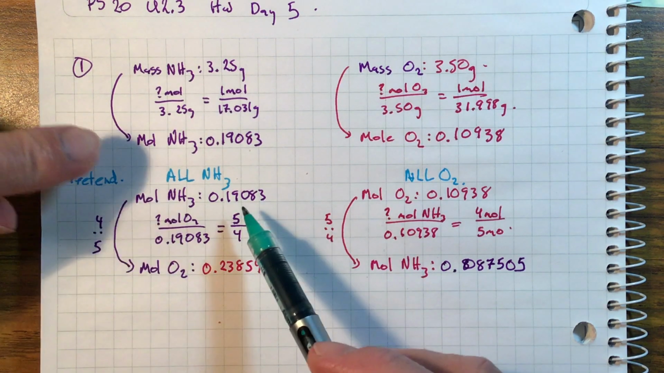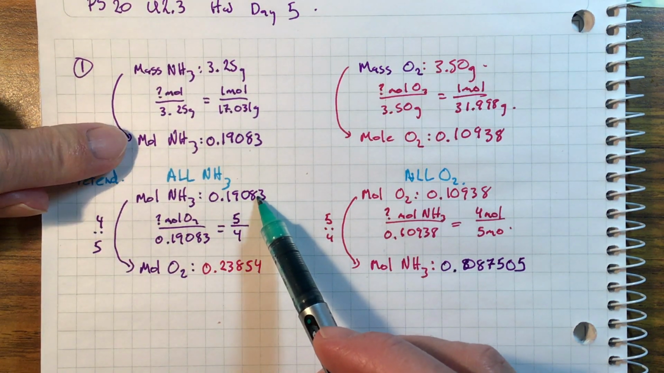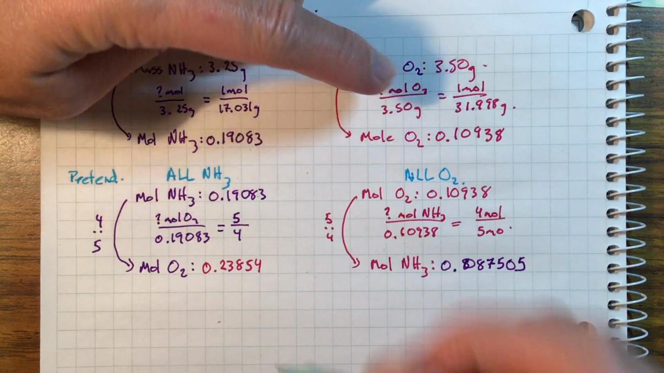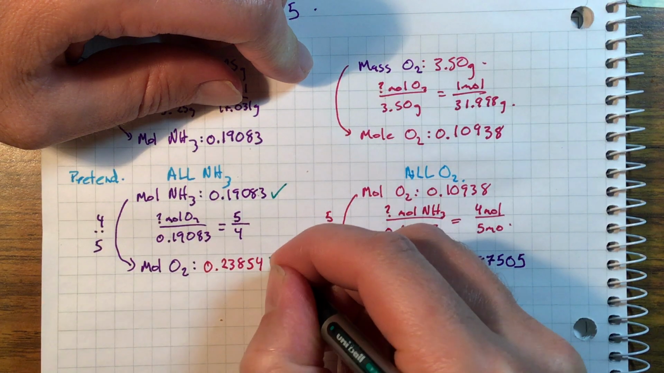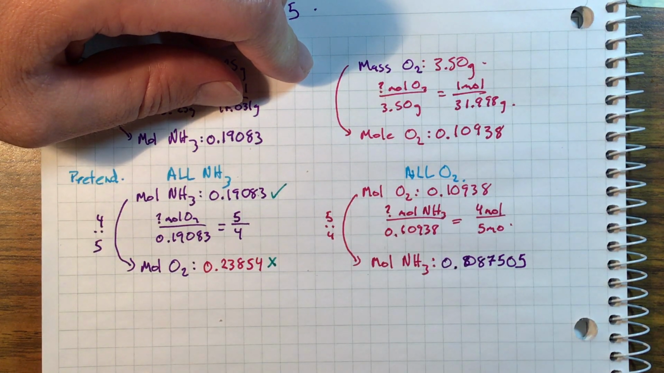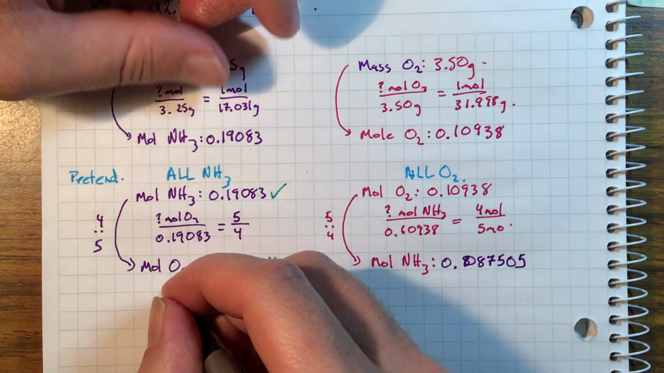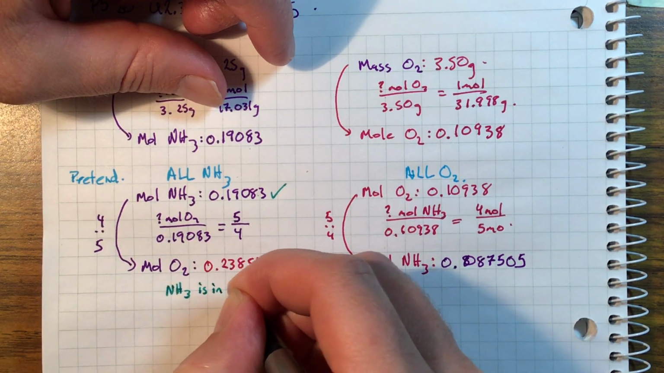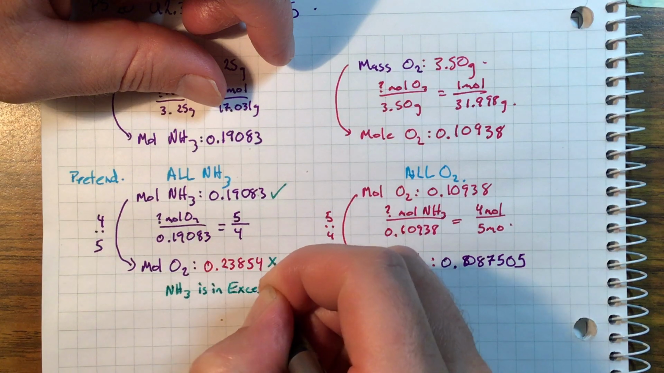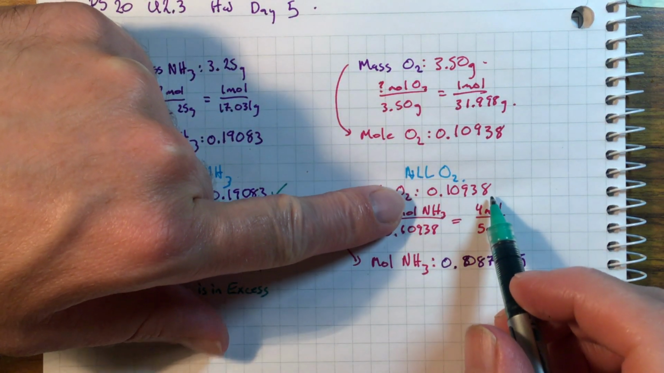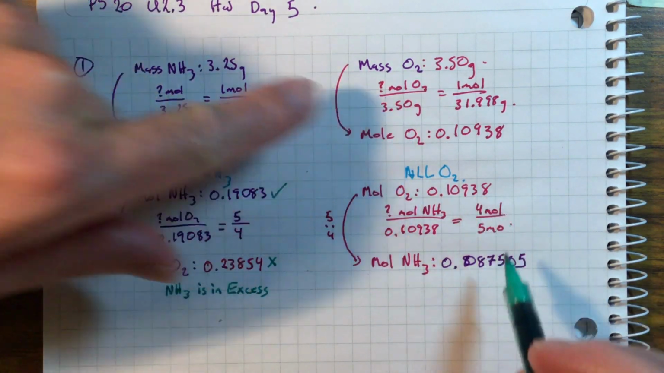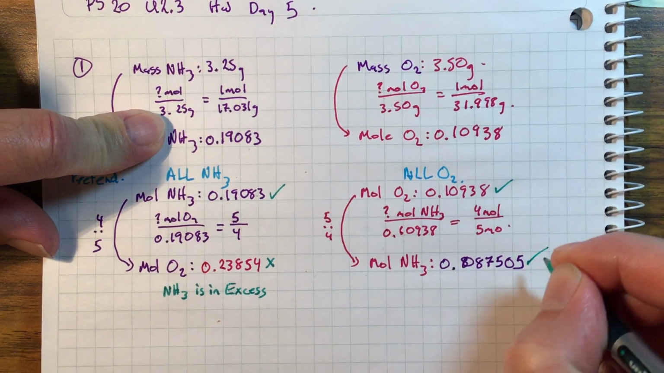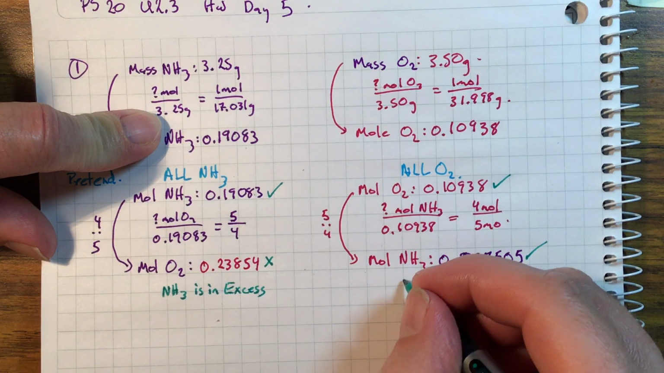All right, now let's decide which one of these is real and which one of these doesn't work. So this one, we have this amount of NH3. Do we have this amount of O2? So this one works. This one does not work. So this guy means our NH3 is in excess. Right, because on this one, we have this much O2, and we definitely have this much NH3, so both of these work. So this means our O2 is limiting.